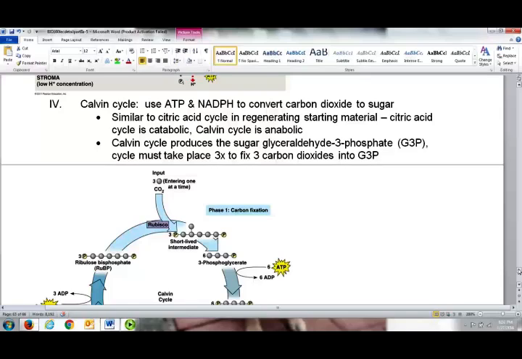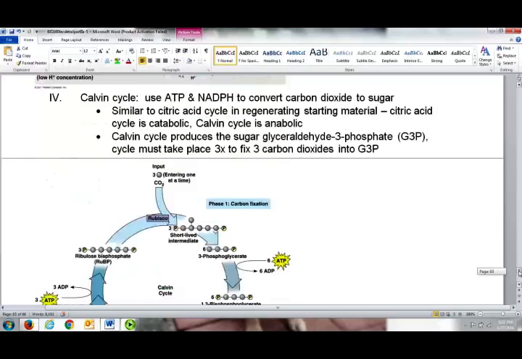So in the Calvin cycle, it's going to produce the sugar glyceraldehyde 3-phosphate. So the cycle has to take place 3 times and fix 3 carbon dioxides into glyceraldehyde 3-phosphate. So fixing 3 carbon dioxides means you're going to incorporate 3 carbons. So here at this point, phase 1 of carbon fixation is where you're going to be bringing in the carbon dioxide. It's going to come in and attach to the rubisco. I'm not so concerned about you knowing the names of the intermediates here, but if you know the first phase, carbon fixation, that it brings in the carbon dioxide.